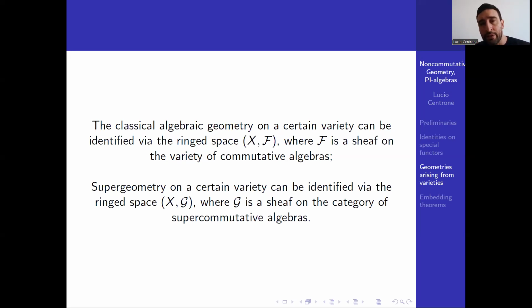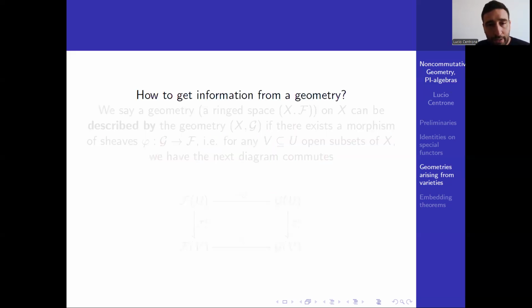So the idea is, okay, how to generalize this fact? Of course, we took any PI algebra and we construct a new geometry, simply categorifying the notion of variety of algebras. Because of this fact, we can go from supergeometry to classical algebraic geometry. Our next point was how to go from a geometry to another one. Are they related? And this is our next challenge.